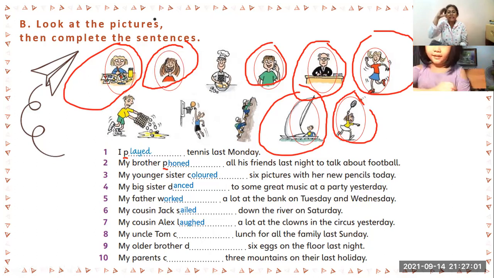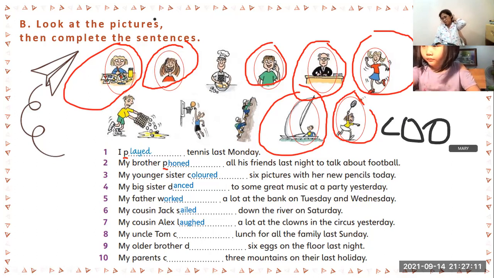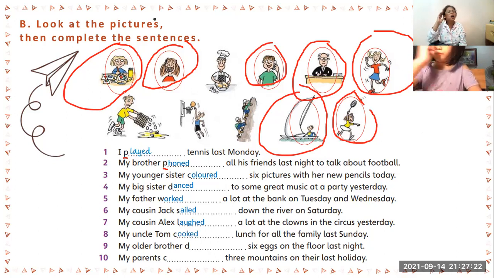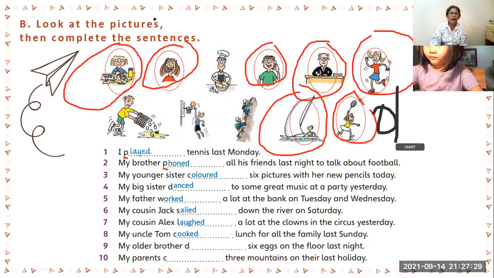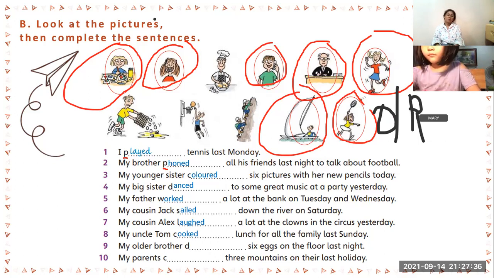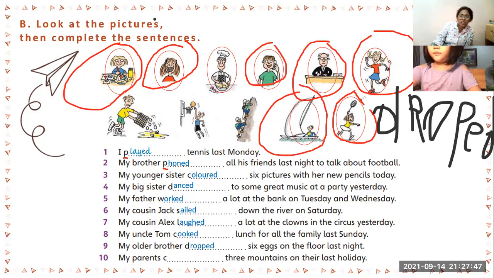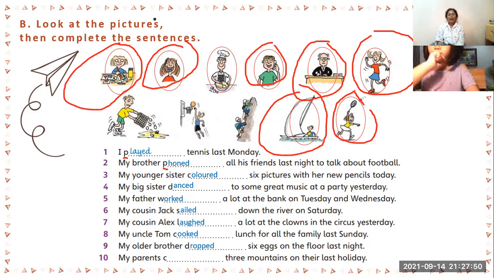Number eight. My uncle Tom cooked lunch for all the family last Sunday. What is that? Very easy. Cooked. Okay, very good, Mary. Always remember, if there is ed, you will have to pronounce it as t, like cooked. Okay. My brother dropped six eggs on the floor last night. Correct.